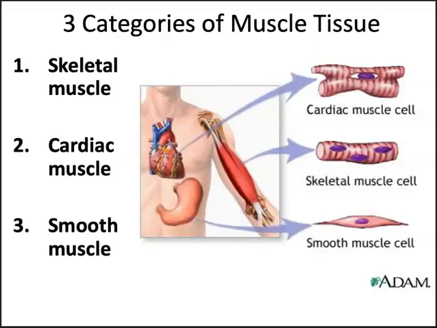Hi, this is Bio156, Appendix A, Human Tissues, Part 3, Muscle Tissue. This is video 2 of 4. In this video, we'll discuss skeletal muscle.